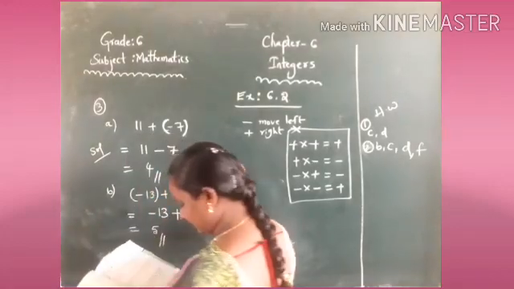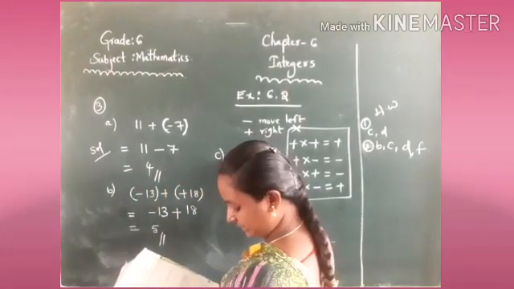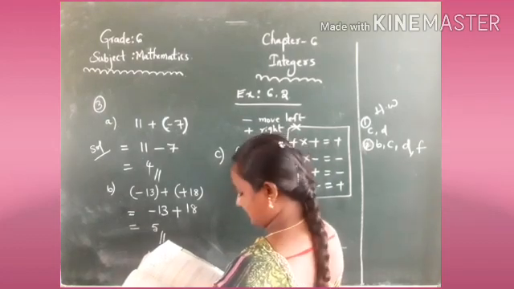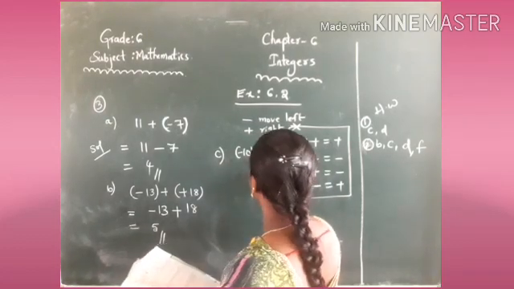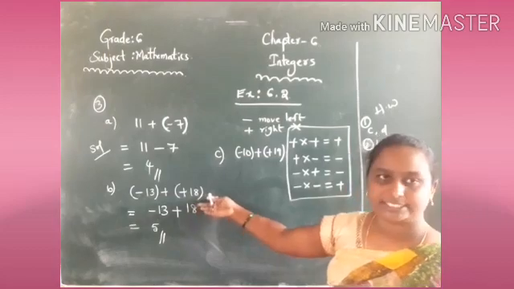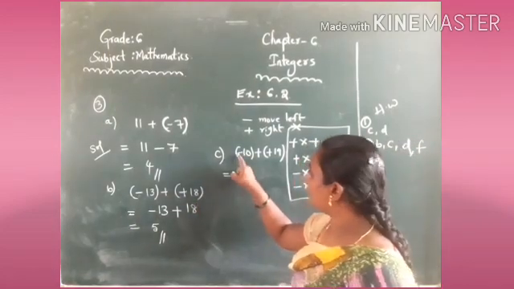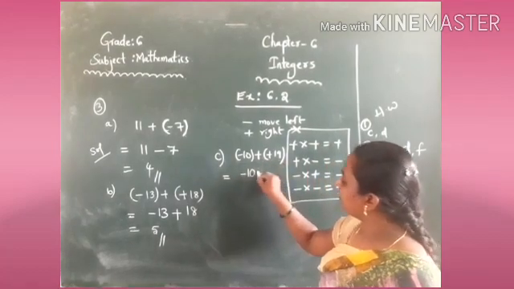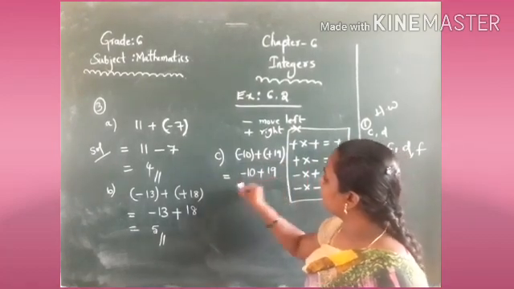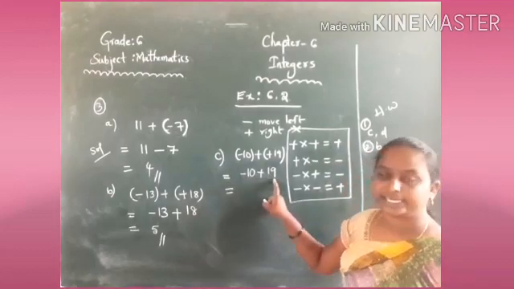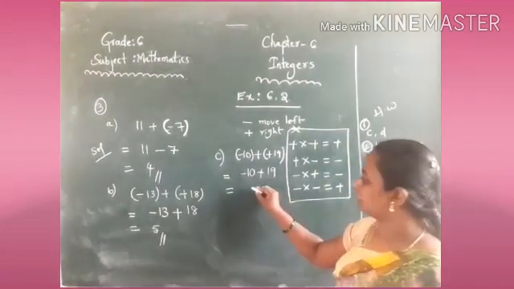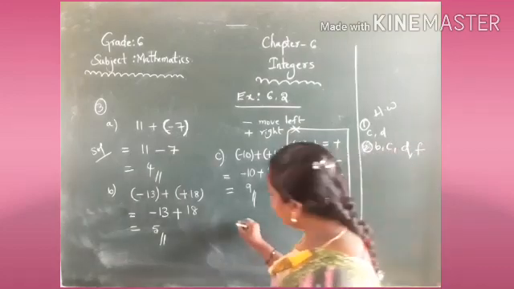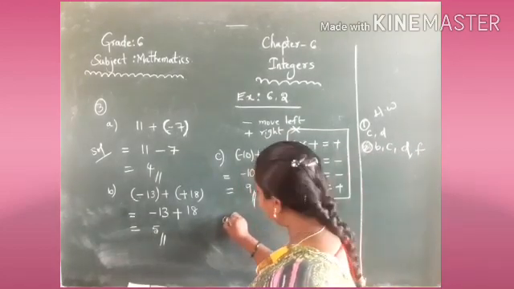Okay. Next, C: minus 10 plus of plus 19. Same, already you have seen, same way. So minus 10 plus of plus 19. So minus 10 plus 19 gives 9 as the answer. Right.